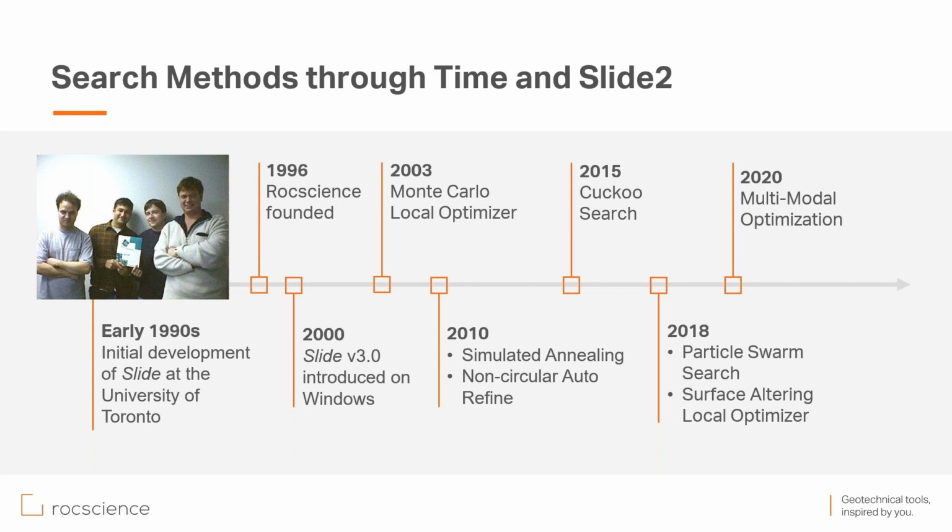Then in 2020, we added multi-modal optimization, which allows us not only to concentrate on the global minimum, but on other possible minimums that you might have in your slope.